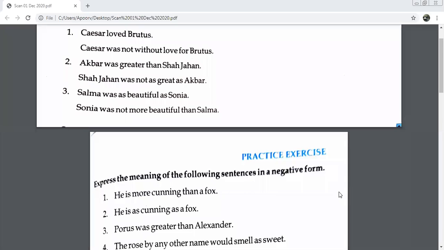So we had practiced how to do this. See the third sentence. As beautiful as Sonia. Sonia was not more beautiful. Read the third example, then tell me the answer. It's exactly the same. Both of them are equal. Now tell me the answer. A fox is not more cunning than him. A fox is not as cunning as him.